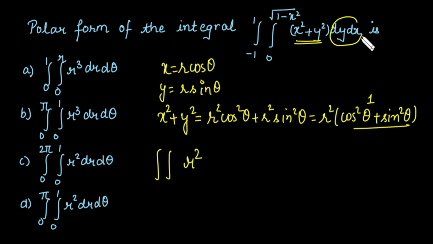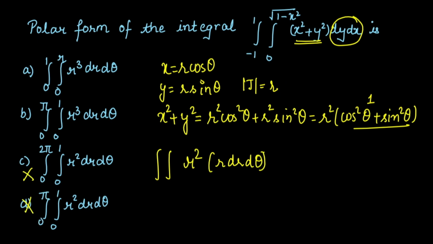So this double integration of r square. What is the value of dy dx? That is the Jacobian into dr d theta. What is the Jacobian in this case? That is r. So dy dx or dx dy gets converted into r dr d theta. So what does the internal function become? That is r cube, not r square. Clearly C and D options are incorrect.